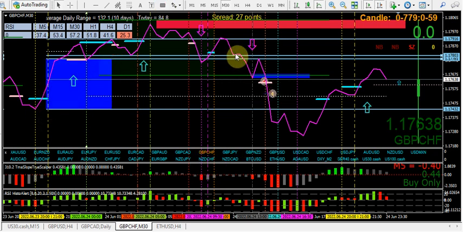And guess what? When it broke below there, what did it do? It filled that clear air, came and tested it. Where's the wicks? There aren't any. So always keep an open mind, guys.